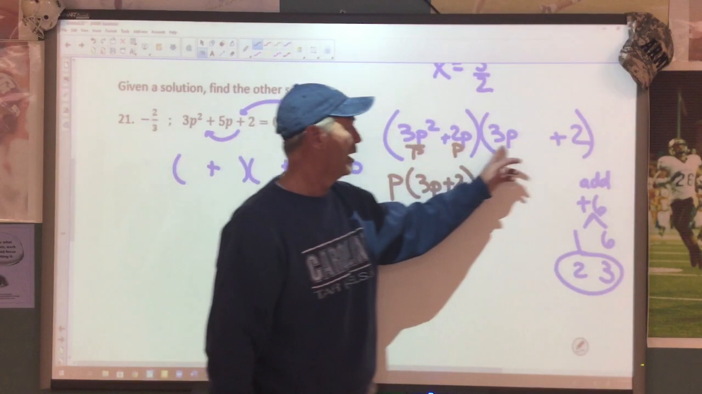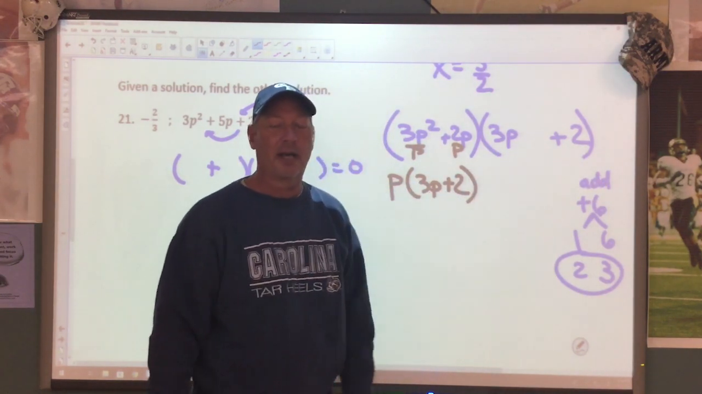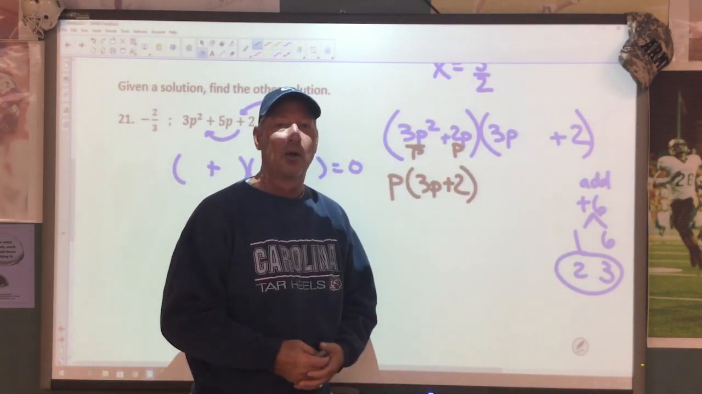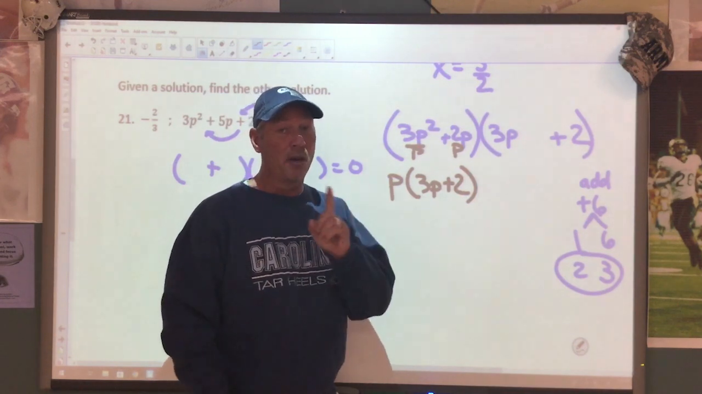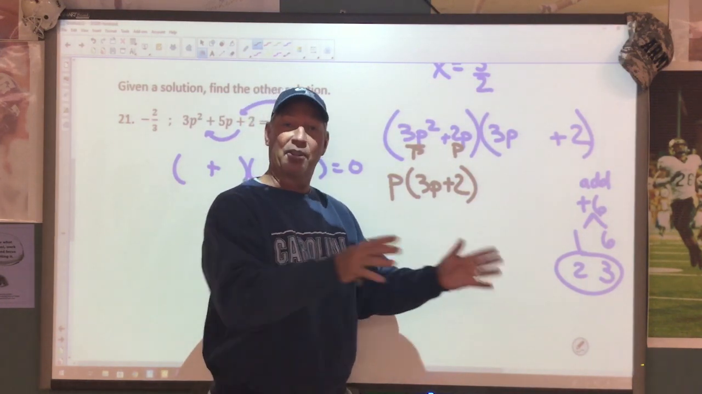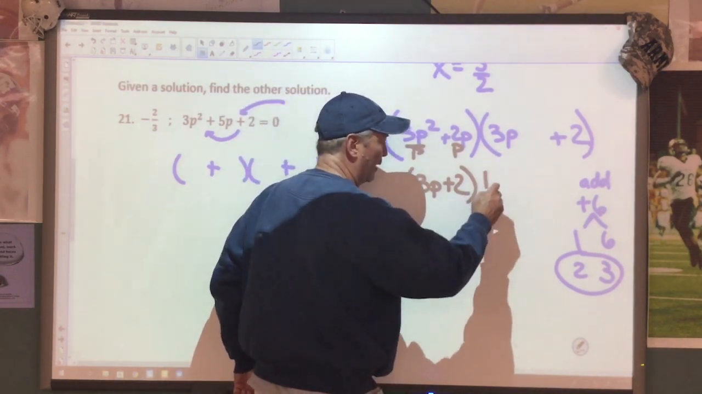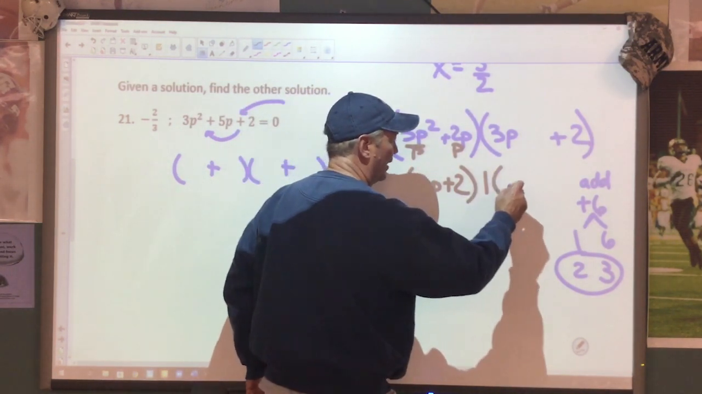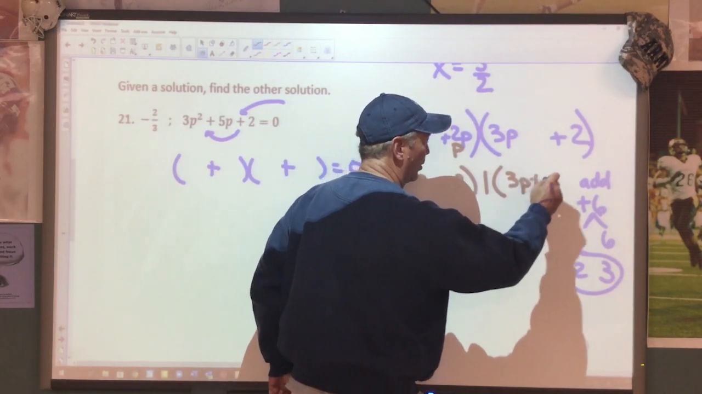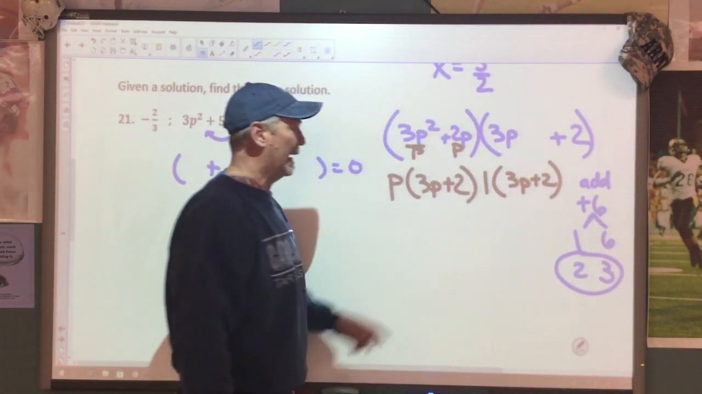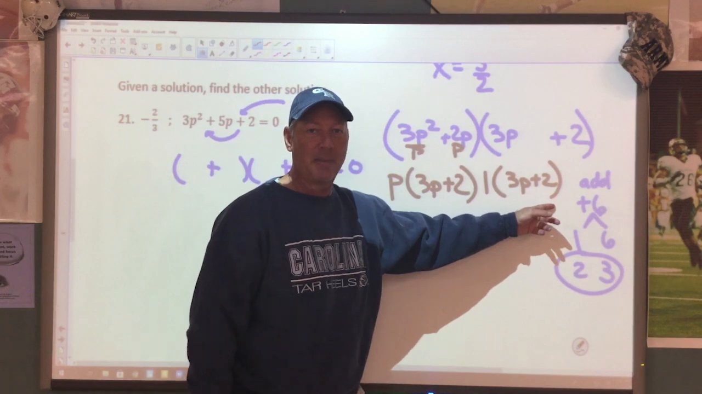Over here, I don't have a greatest common factor. So what do I do? Well, I know for a fact that the number 1 goes into everything. So that is my greatest common factor. My greatest common factor is the number 1. And this stays 3p plus 2. That's a good thing when my parentheses match up.